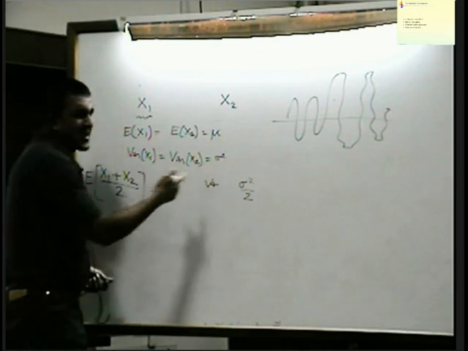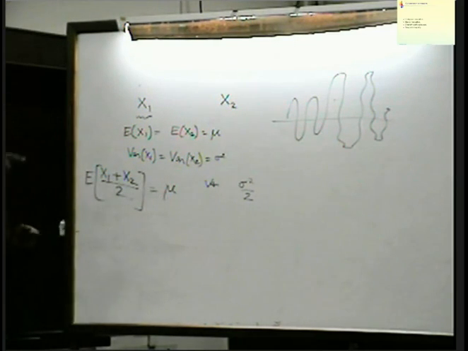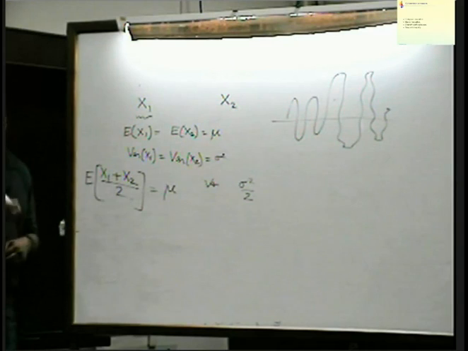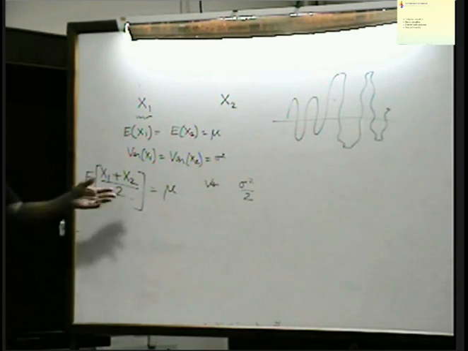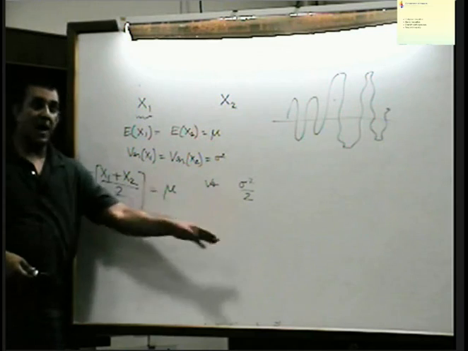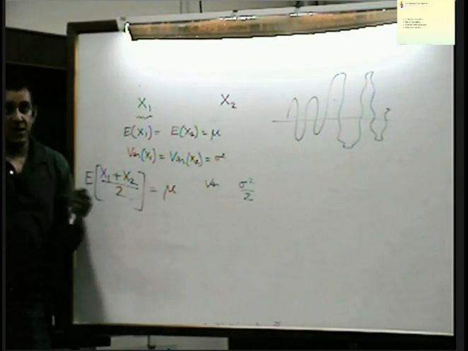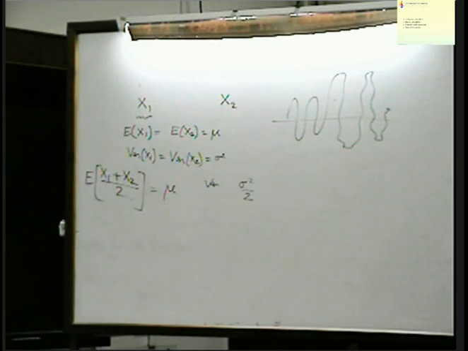So basically, sigma squared by 2 is the variance. I think you are thinking of the standard deviation. Standard deviation will be sigma by square root 2. Okay. So what has happened is, just by taking a sum and dividing by 2, taking the average, you seem to have magically halved the variance. So that's a very powerful statement.